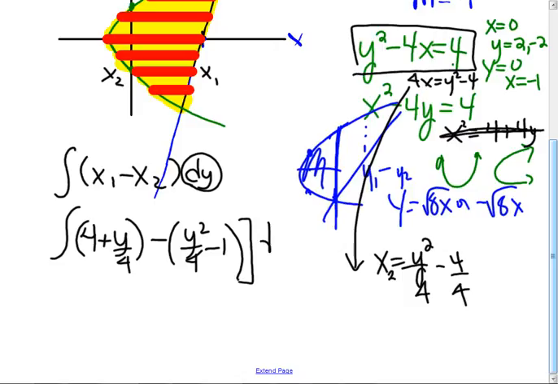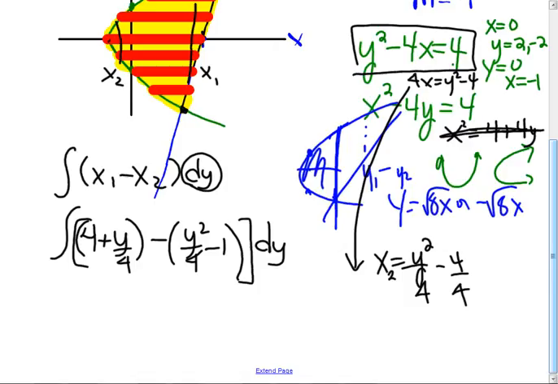Because to do it vertically, it wasn't going to be pretty. To do it vertically, I'd have to do the curve minus the curve here, and over here, I'd be doing the curve that's up there minus the line. I'd have to have two integrals, and then I'd have to solve for y in terms of x here, so I have to figure out the two equations. It just seems like a lot more work.